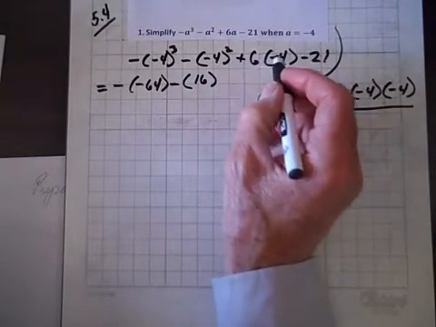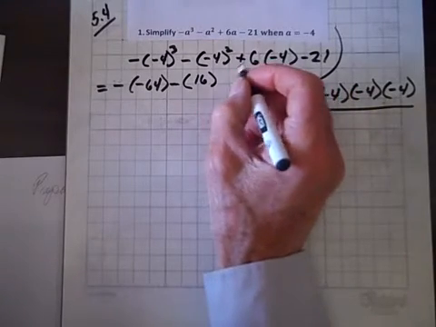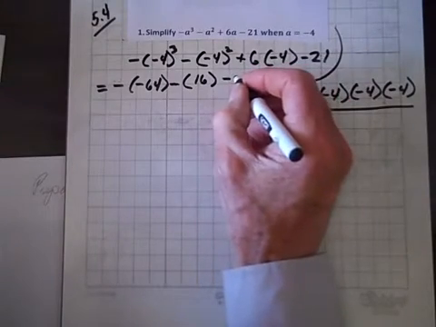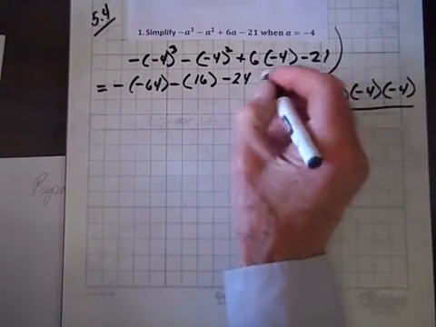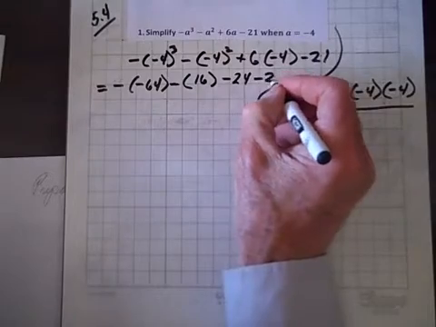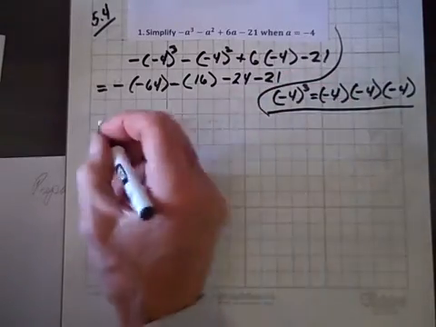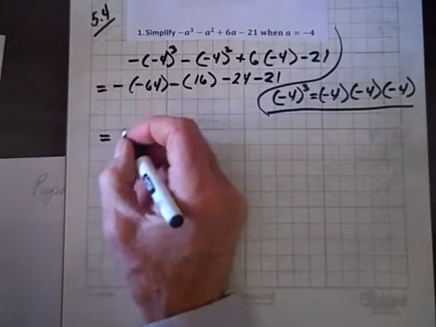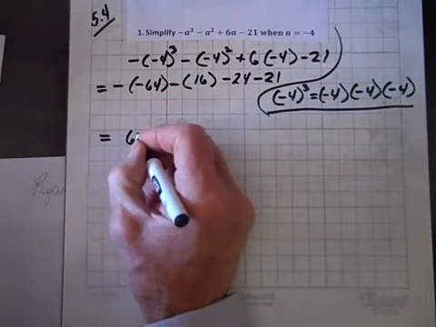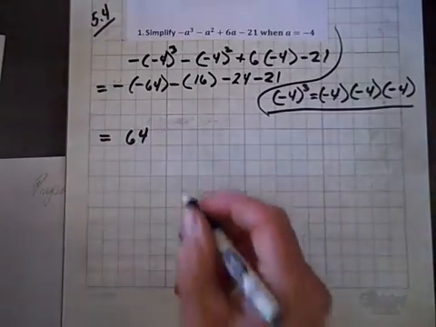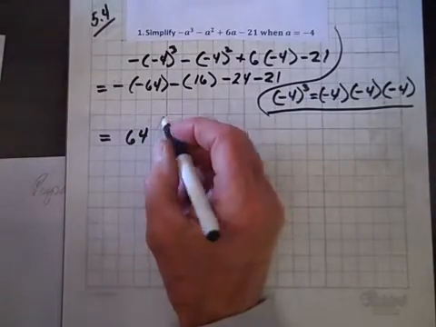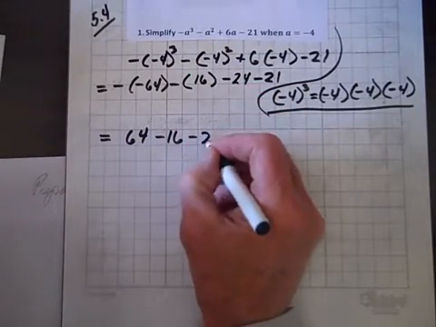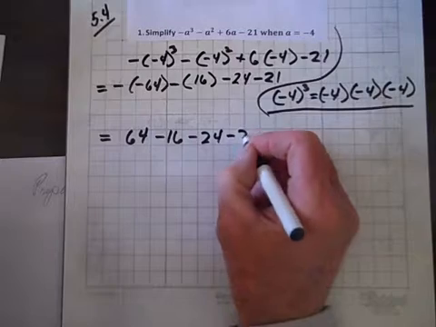And 6 times a -4 is going to be negative. The product of a positive and a negative is negative, and we get -24. And finally, we have this -21. So now this equals a negative times a negative is a positive, and we don't have to write positive down. It's understood. -16 minus 24 minus 21.